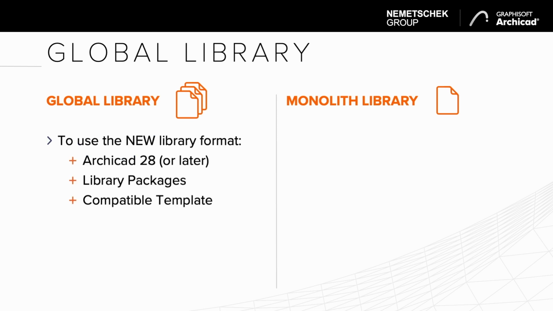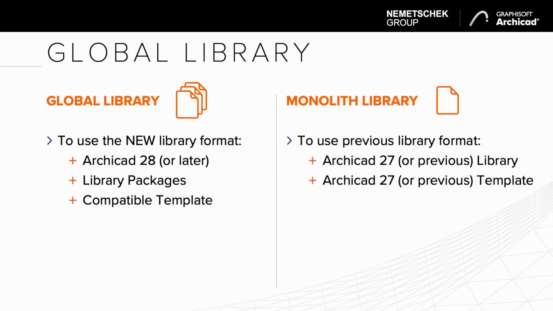If you want to start using the Global Library straight away, all you need is Archicad 28 or a later version, the library packages that come with Archicad 28 by default, and a template that is compatible with the Global Library. If you choose to maintain continuity with the previous library, the monolith library, simply load the Archicad 27 library and keep the Archicad 27 template while using Archicad 28.